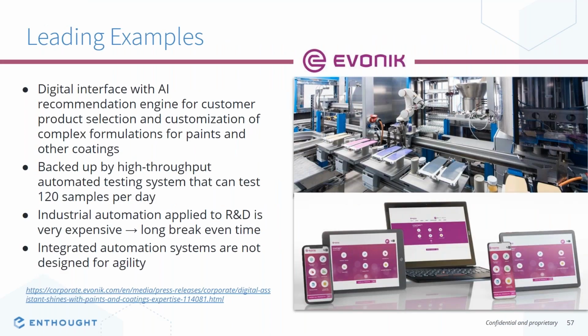So what are some examples that we've seen like this? One really cool example that you can find that we've looked up from our market research is a company called Evonik, which is doing some really cool things in the coatings and formulation space. They've developed highly automated systems with artificial intelligence software wrapped on top of it that helps them interact with their customers in new ways.